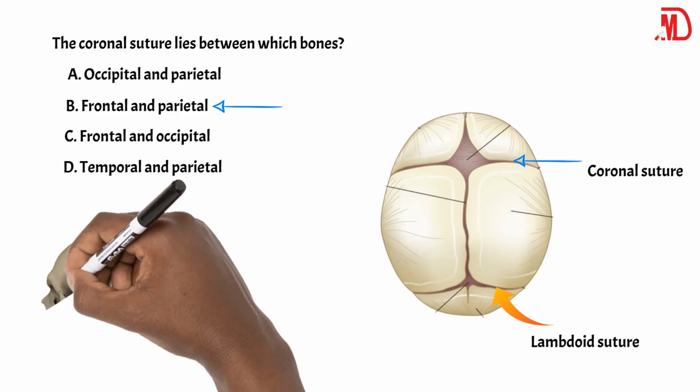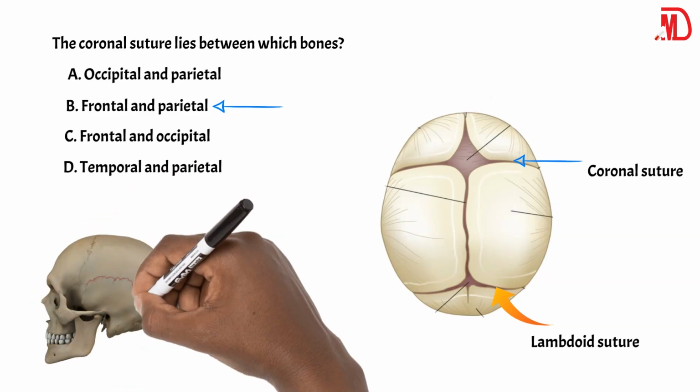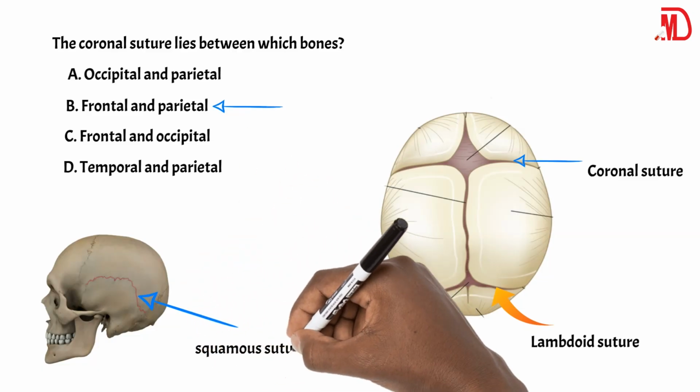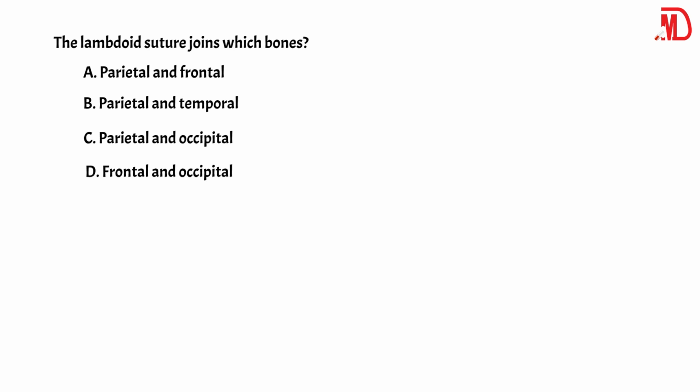Frontal and occipital is not directly connected by a suture. Temporal and parietal is separated by the squamous suture. The lambdoid suture joins which bones? A. Parietal and frontal, B. Parietal and temporal, C. Parietal and occipital, D. Frontal and occipital. Correct answer is C. Parietal and occipital.